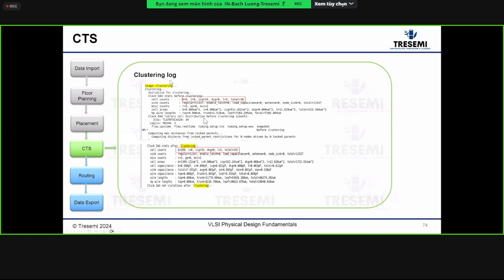So this is the clustering log from Innovus run. You can see a stage called clustering during CTS. If you look at the clustering, it's before, the initialized clustering. You see the clock tree. You can see the cell count. This is before, so buffers 0, inverter 0. There's 34 ICG on the clock path right now. Okay, and so on. It's total 36 cells.